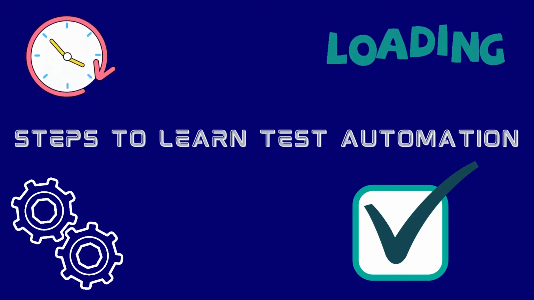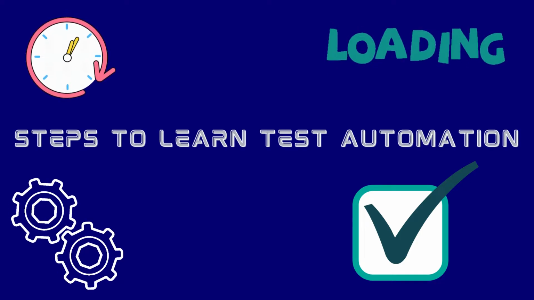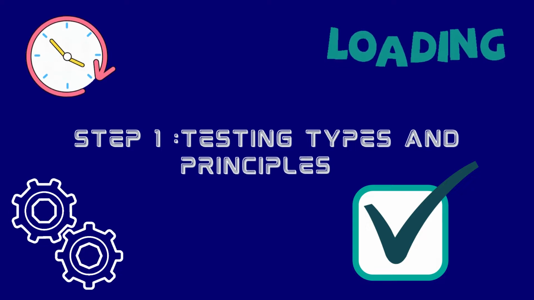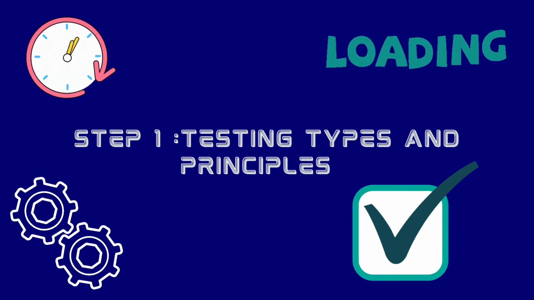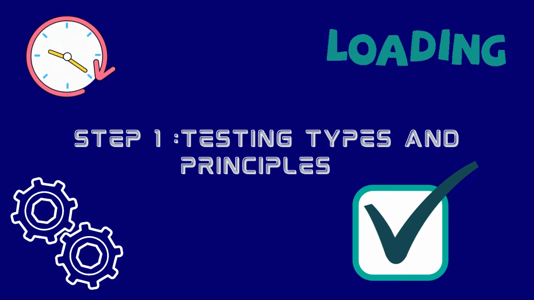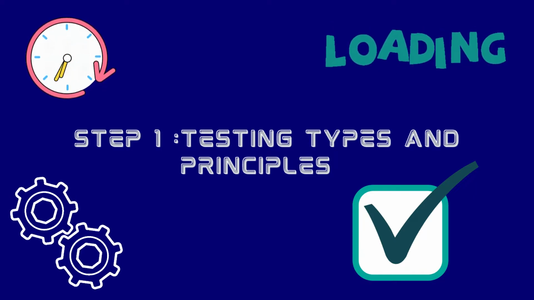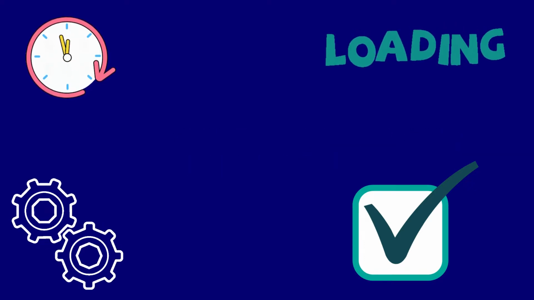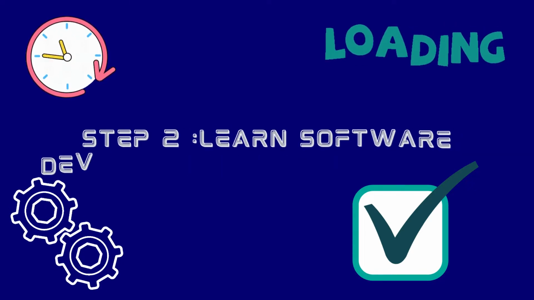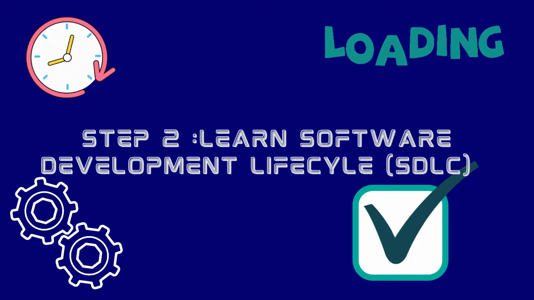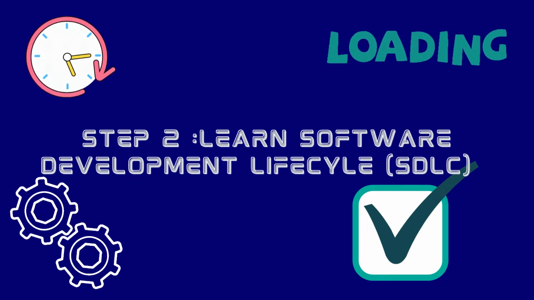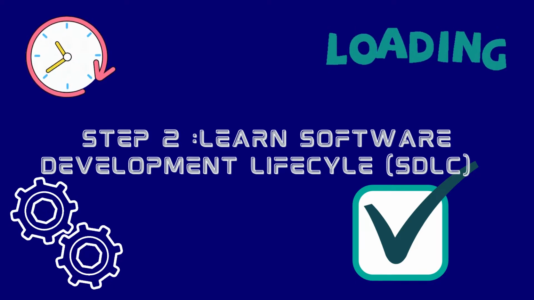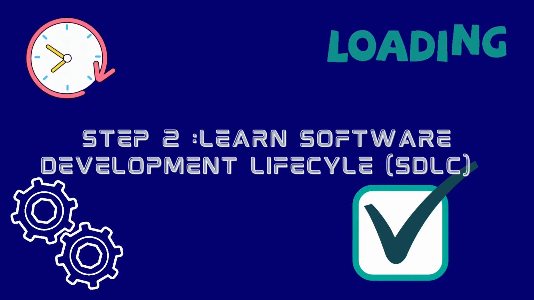Step number 1. You need to learn about testing types and testing principles. To learn test automation, the first step is to understand testing types and their principles. Step number 2. Learn the software development lifecycle, or SDLC. SDLC is nothing but how the software is created, shipped, and produced to the market or app store.